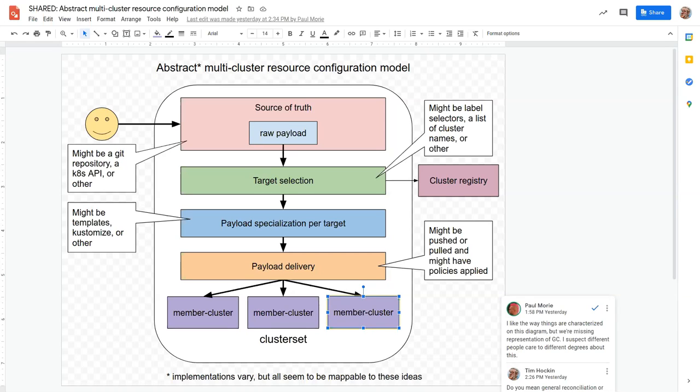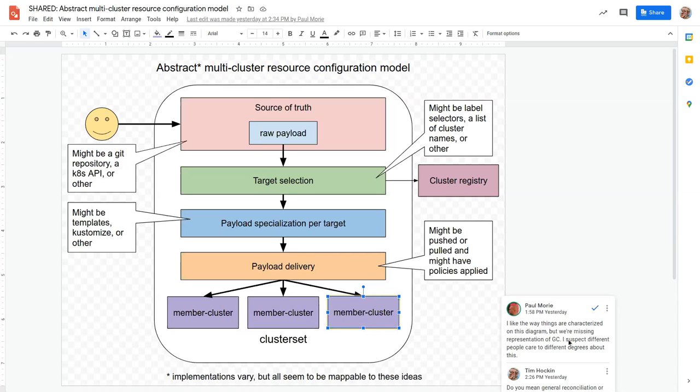I added this comment too in the chat. Is there a parallel reverse diagram, if you will, to show synchronization of data backup from the clusters and how that gets back to the source of truth or is reflected in the source of truth, whether that's resources that were created directly against a member cluster, or resources that existed on a cluster when it becomes a member?